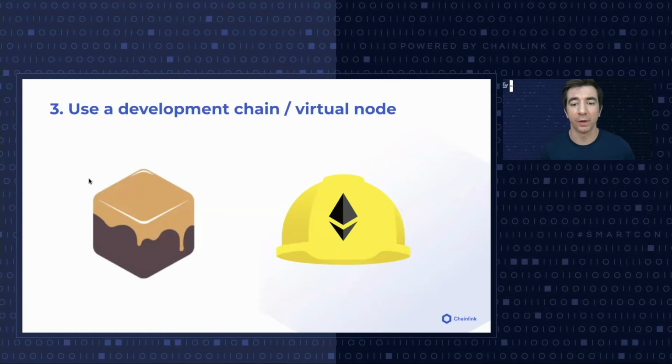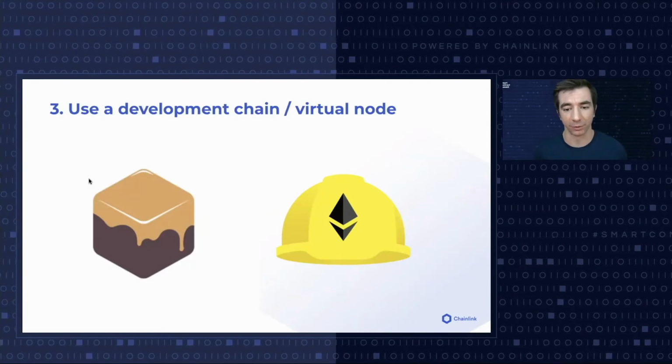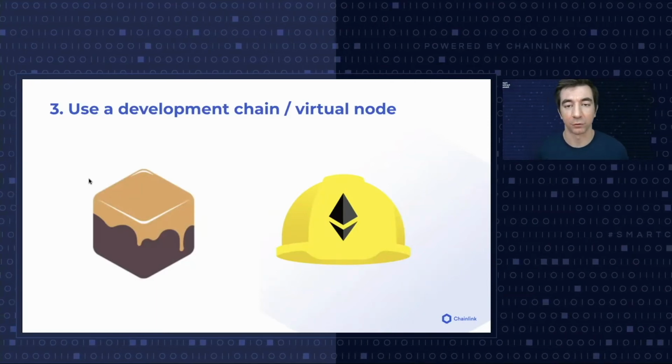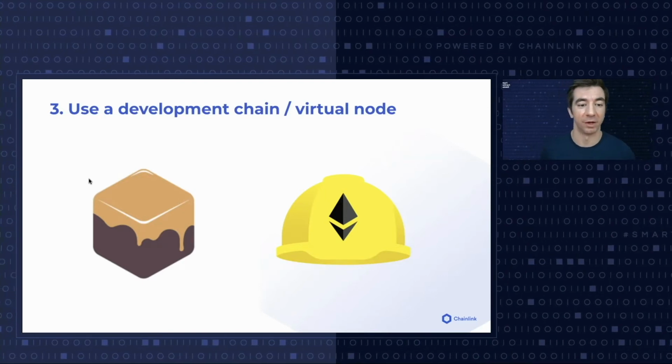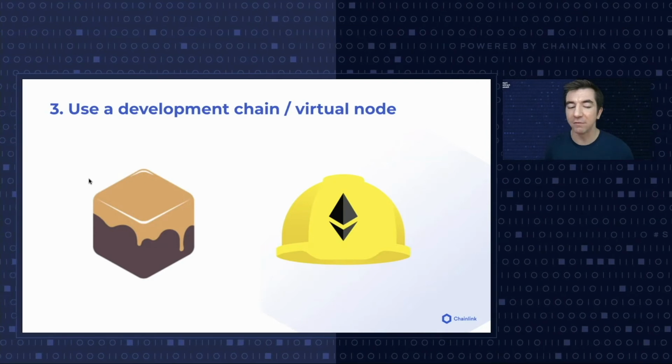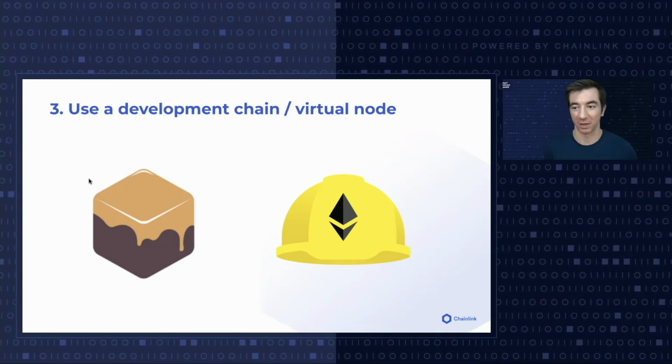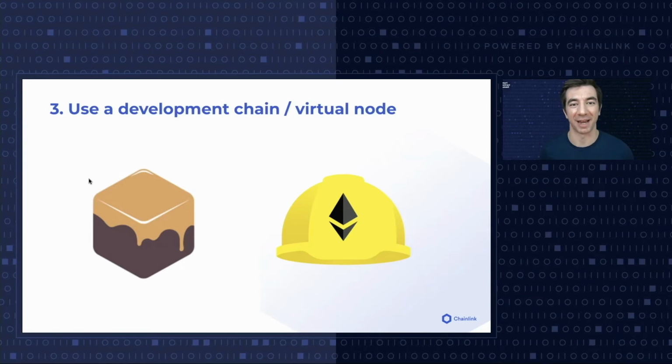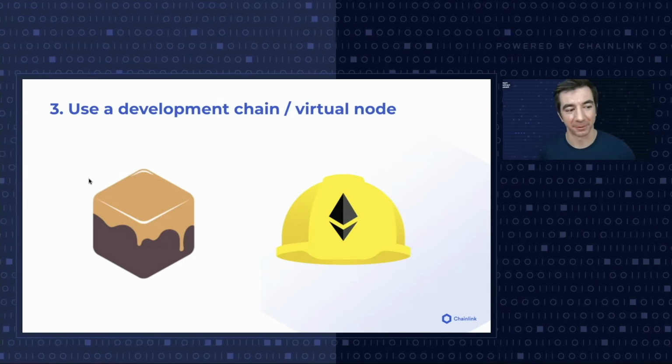Third tip, use a development chain / a virtual node. So we heard from Ganache, Truffle. We heard from Nick from Truffle and Ganache, them talking about version 7, I believe, which I'm incredibly excited about. They said they're doing some refactoring to make everything faster, which gets me very excited.